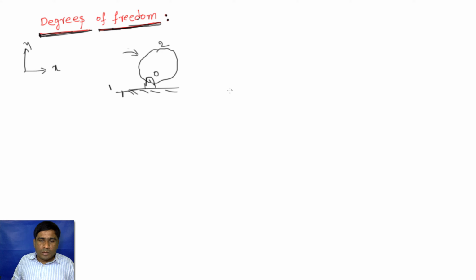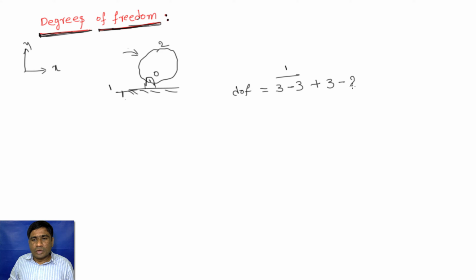So now the degrees of freedom of the system can be written as, here for body 1, actually it should have 3 degrees of freedom, but it is fixed to the ground, or it is made a ground, so it lost 3 degrees of freedom, and we impose 3 constraints, 2 on translation, 1 on rotation. This is for body 1, and for body 2, actually in a plane it has 3 degrees of freedom, but because of the hinge joint we lost 2 degrees of freedom. That means we impose 2 constraints, so we can write it like this.